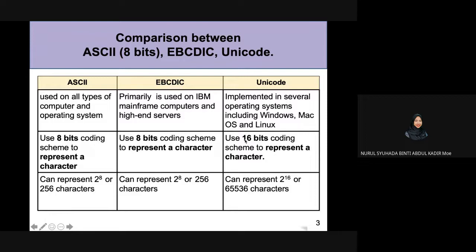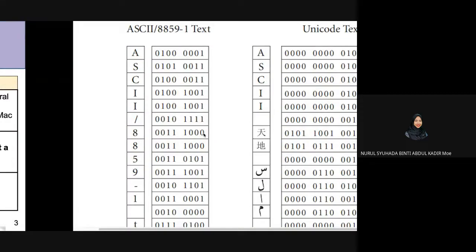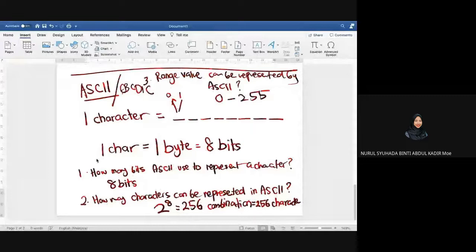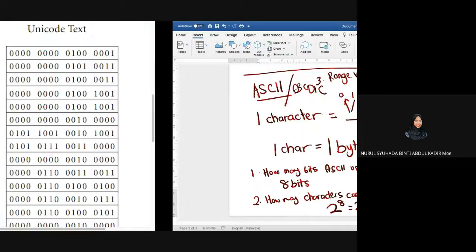Alright, so semua ni faham, kelas? Ni kena ingat, sebab nanti sekejap lagi nak buat conversion. Kalau you nampak sekarang, you kena ingat ASCII dengan ABCD gunakan 8 bit sahaja, and then 256 karakter sahaja that can be represented.